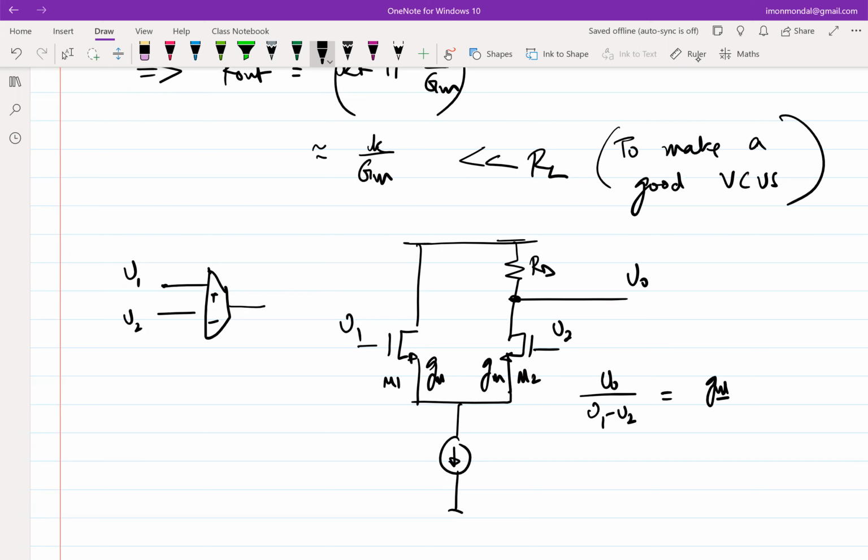GM by 2 times RD, right? And this was happening because we analyze this using superposition. You assume V1 to be there in the absence of V2, and then you find out this current. Incremental current was GM by 2 times V1. And then you do the other thing. This current becomes GM by 2 times V2. And the effective current that flows to the output node is GM by 2 times (V1 minus V2). That flows into RD. So you get GM by 2 times RD.